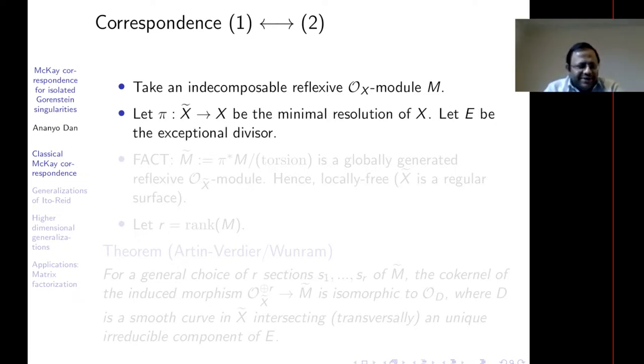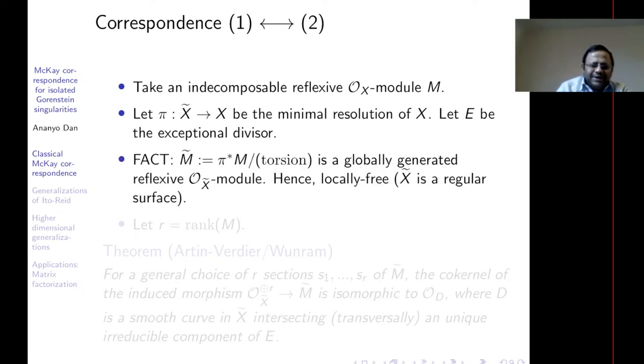we look at the minimal resolution of this singularity, and let us denote by E the exceptional divisor. And then, by a similar argument to when we pulled back to C2, you get a reflexive sheaf. Now you need to do something similar by looking at the square that you get. It is a standard argument to show that when you pull back to the minimal resolution and you remove the torsion, you get something that is a globally generated reflexive module.